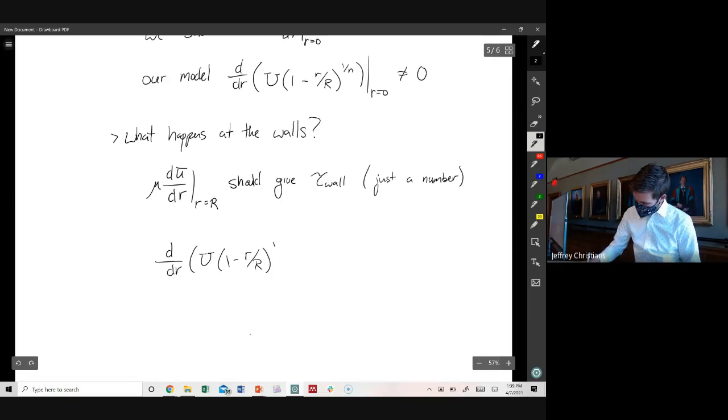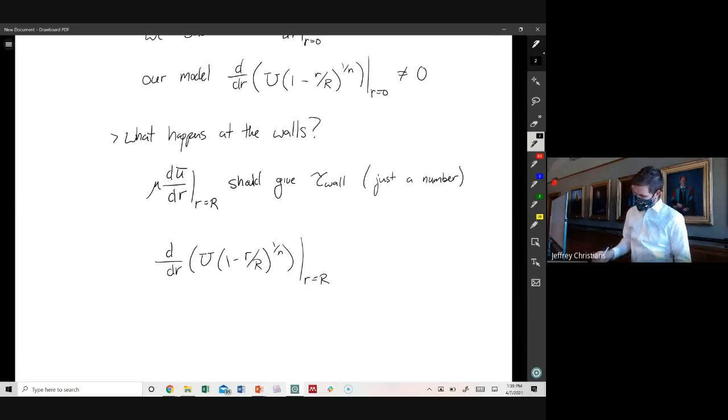Again, I'm not going to do this in any detail, but if we were to take that derivative and evaluate it at r equal big R, this equals infinity. So it predicts that there's an infinite amount of friction at the walls. Obviously, that's not true.